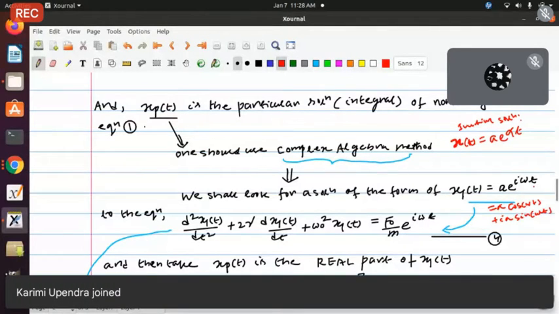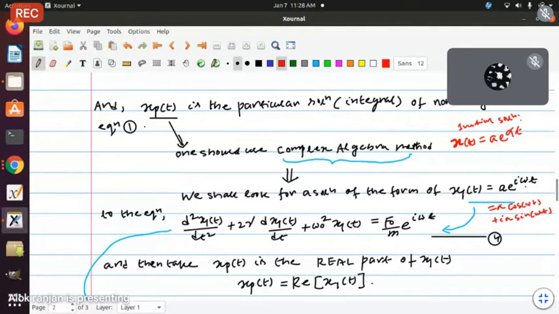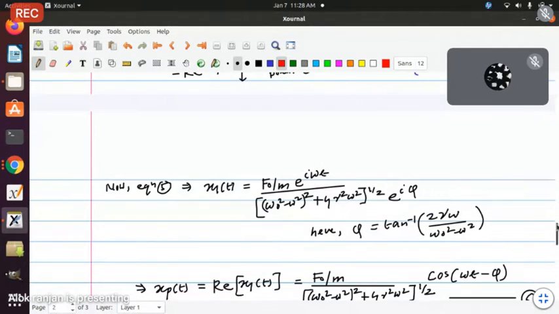And now, then the equation 1, if we separate these two equations, what we'll get here is F naught over m cosine omega t plus i F naught over m sine omega t, the real part as well as the imaginary part.